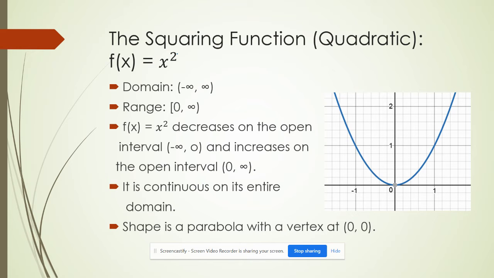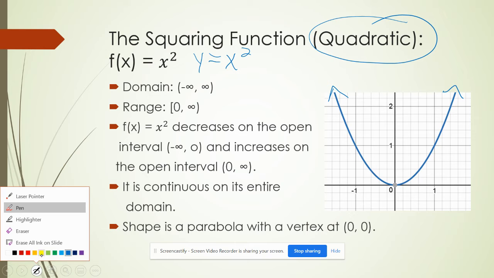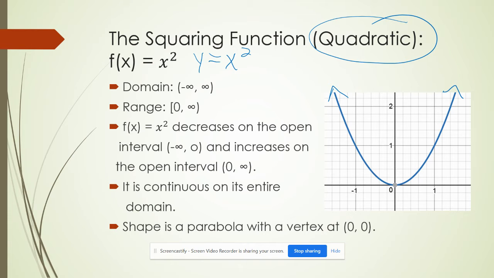This book calls this the squaring function. We're used to calling it the quadratic function. F of x is equal to x squared, or y equals x squared, which is a parabola. So remember that our graph has arrows here on either end. Our domain is negative infinity to infinity because on the left side we have an arrow going to the left, and on the right side we have an arrow heading off to the right.